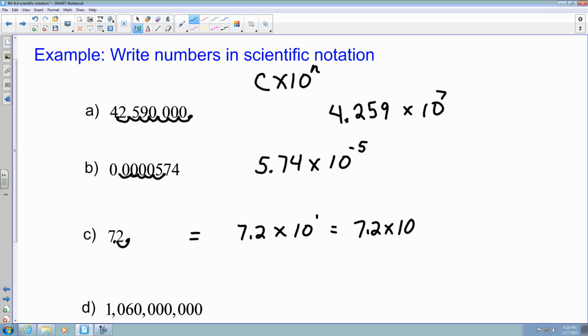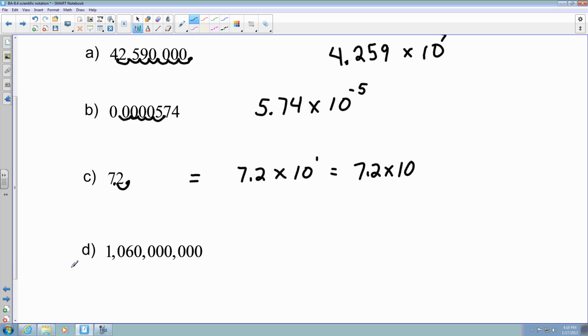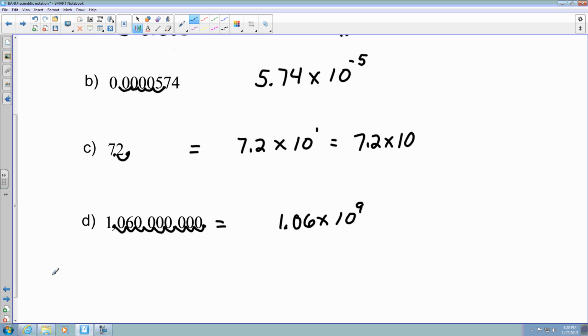And you don't have to have the exponent of 1 because 10 to the first power is 10. Last example on this page, I need the decimal point placed here, so it's going to be 1.06 times 10, and my original decimal point's here, so I'm going to go 1, 2, 3, 4, 5, 6, 7, 8, 9. So it's 1.06 times 10 to the ninth. That is how it's written in scientific form.